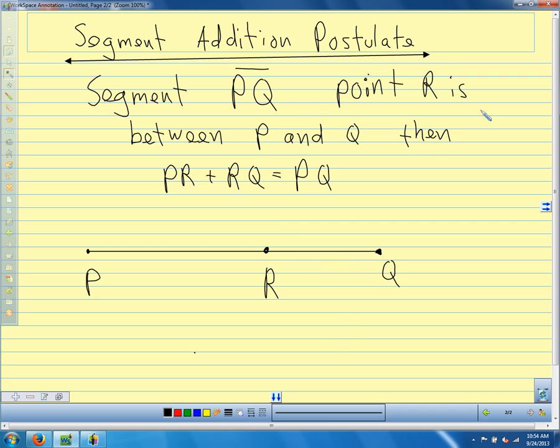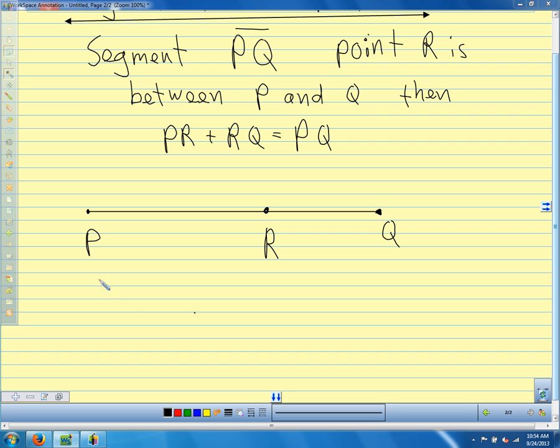So that's saying, for example, just an easy example, here's my segment. If this is 7 and this is 3, how long is segment PQ? 10 units, right? That's all we're saying.